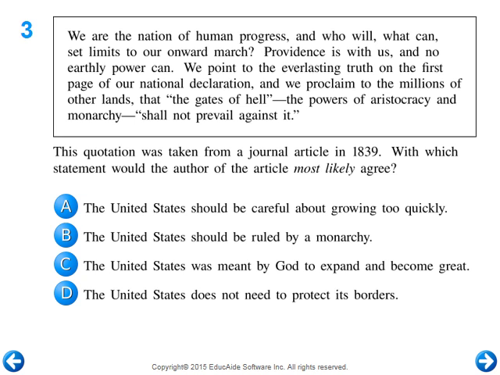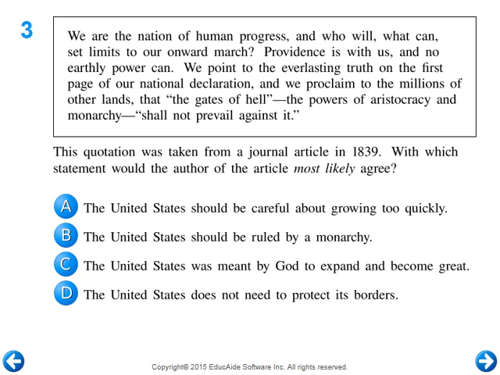Number three, we are a nation of human progress, and what can set limits to our onward march. Providence is with us, and no earthly power can. We point to the everlasting truth on the first page of our national declaration, and we proclaim to the millions of other lands that the gates of hell, the powers of aristocracy and monarchy, shall not prevail against it. All right, this quotation was taken from a journal article in 1839. With which statement would the author of the article most likely agree?